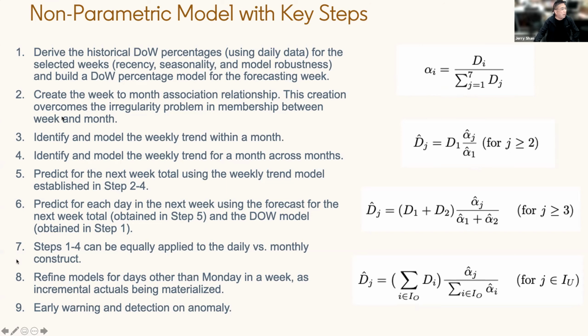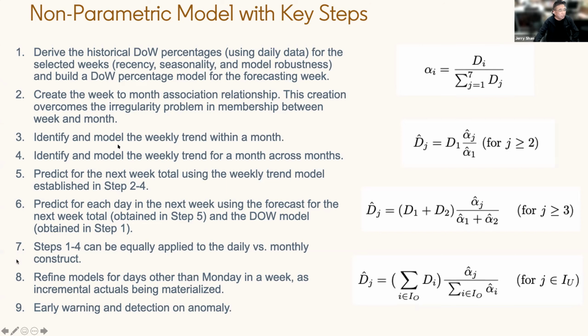So we need to create the week to month association relationship. That's important. Why? Because a month doesn't contain exactly 4 weeks or 5 weeks. Sometimes you have a partial week, sometimes partially 4 weeks, partially 5 weeks. So we need to define an exact association relation. In the doc, we will provide a link later, and you can see this relationship exactly defined.